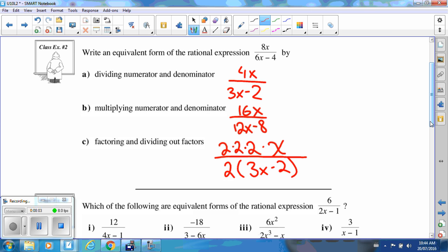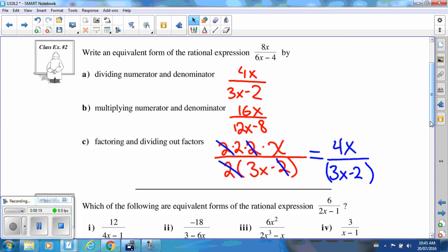And now I can see that I can hack off a 2 from both of these. Now I'm going to reconstitute it, multiply it all back together. It's going to make 4x in my numerator and 3x minus 2 in my denominator. Note that I couldn't go, hey, 2 and 2. That just doesn't work. It has to be all the way factored out for me to cancel it. It must be a factor, not a term.